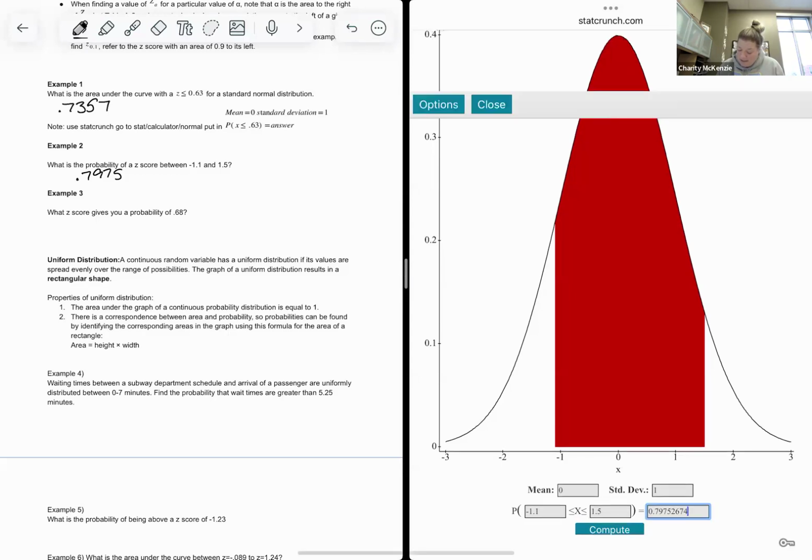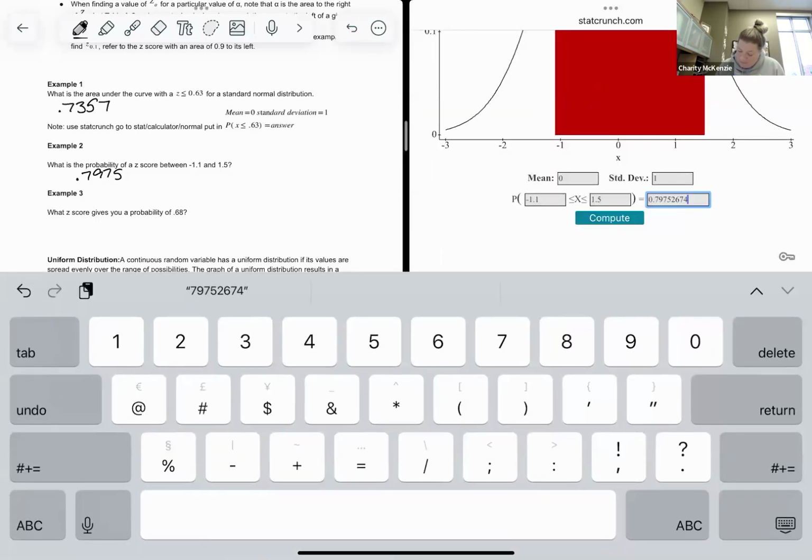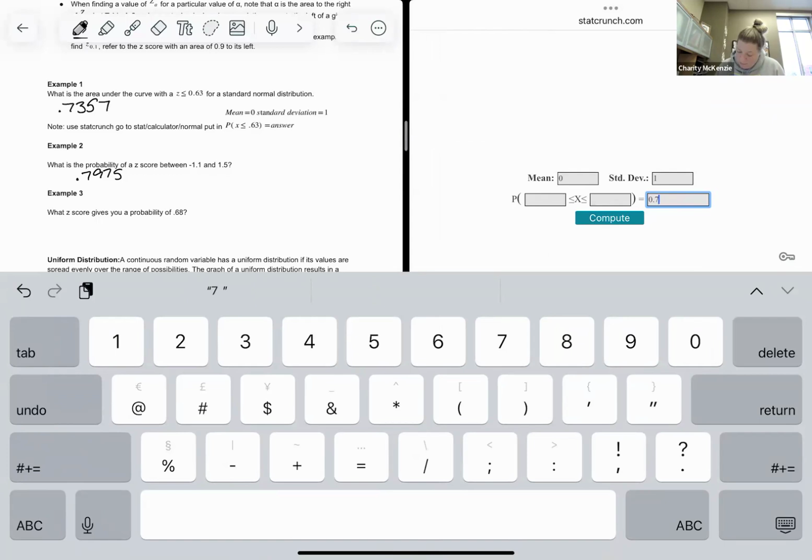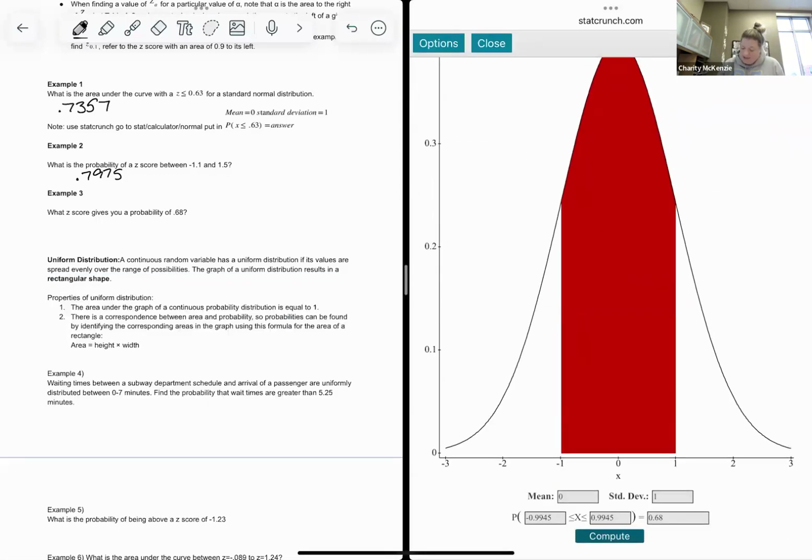So I'm going to go here and take off my probability and put 6.8 and compute. And you can see that that's about -1 to 1. So I should have worded that a little better so that you would know to use the between section for the probability. What two numbers is it between? But that's neither here nor there.